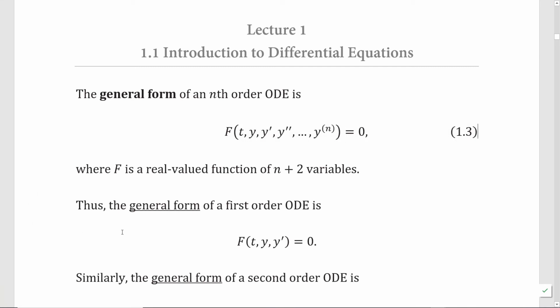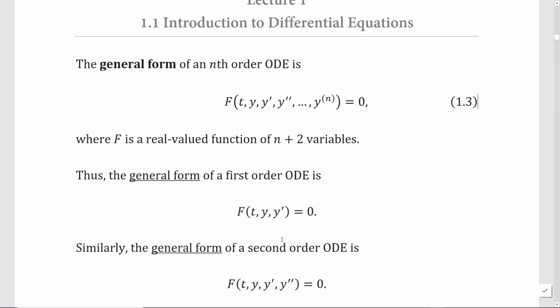Thus, the general form of a first order ODE is given by this, where f is a function of the independent variable, the dependent variable, and the first derivative of the dependent variable with respect to the independent variable. Similarly, the general form of a second order ODE would be a function of t, y, y prime, and y double prime.